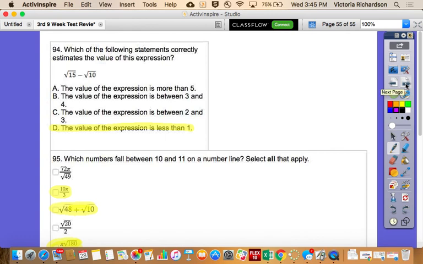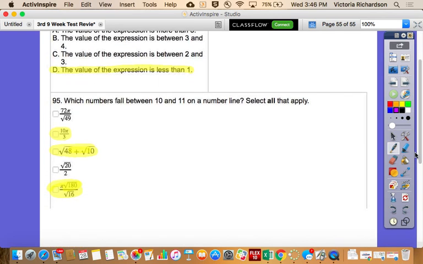94. Which of the following statements correctly estimates the value of this expression? And you would just put these in your calculator. The square root of 15 minus the square root of 10. Make sure you do them separately. Don't put them together under the same square root. And so the value of this expression is less than 1.